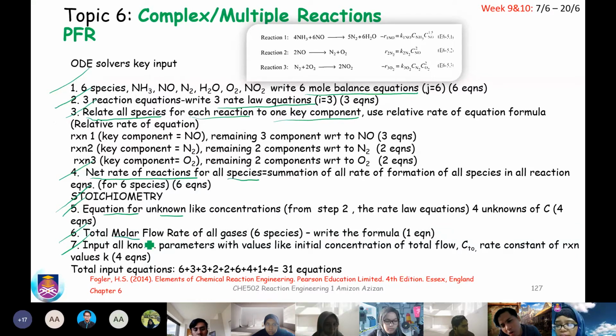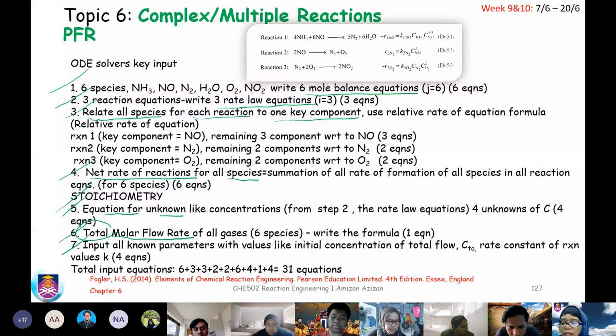6, write the molar flow rate. Since we have many species, then total molar flow rate. Then lastly, input all known parameters with values of initial concentration, for example, rate constant, and so on.